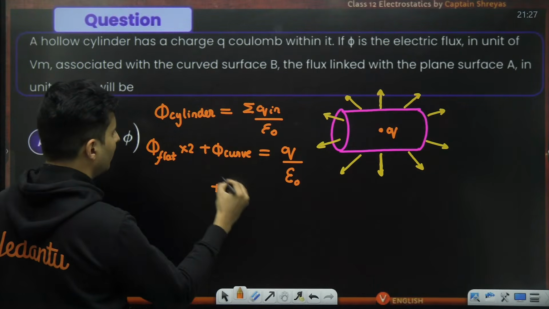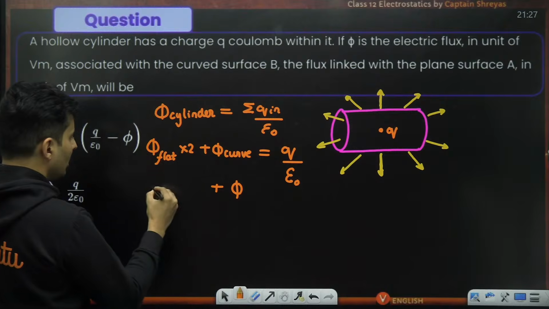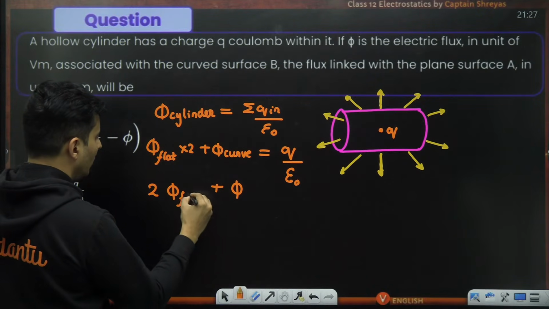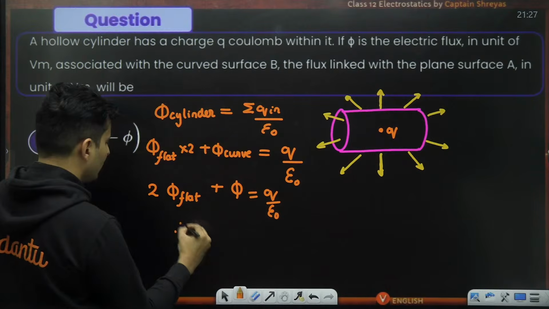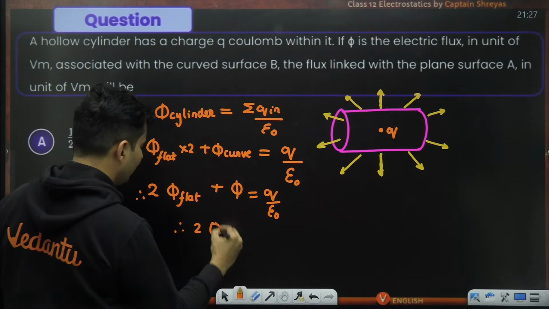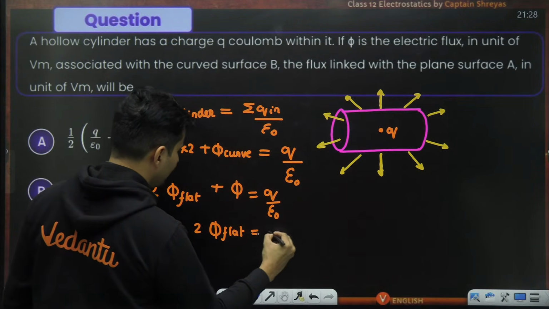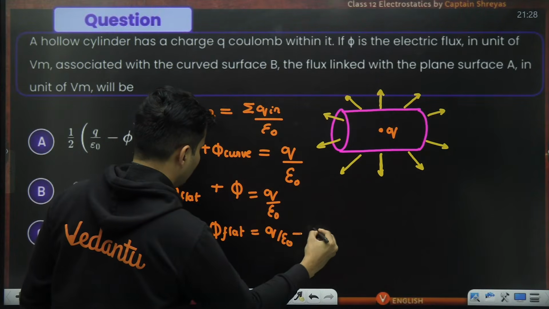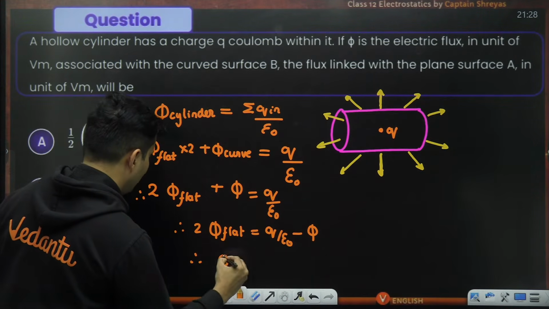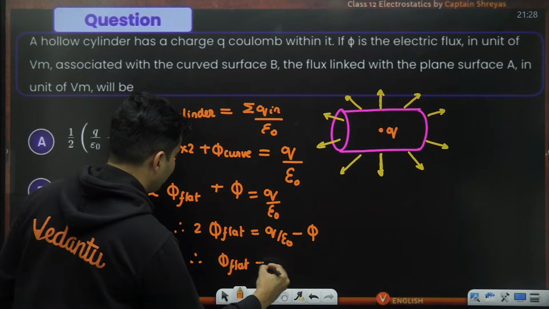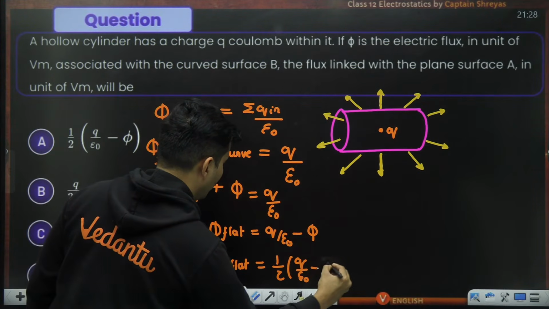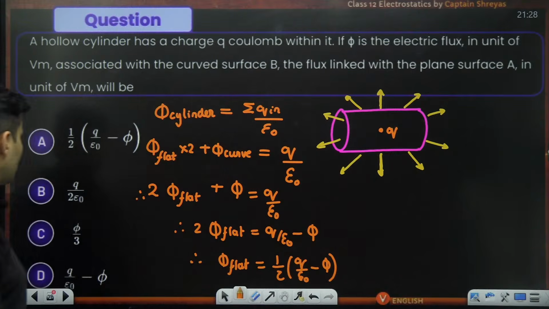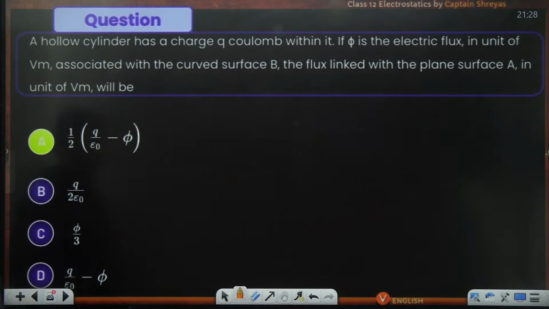The flux of the curved face is already given to be phi. The two flat faces, I do not know how much it is. This is equal to Q by epsilon naught. So therefore, 2 times the flux of that flat surface will be Q by epsilon naught minus phi. Therefore, the flux through the flat surface will be 1 by 2 times Q by epsilon naught minus phi. So, half times Q by epsilon naught minus phi, that is option A, of course. That is the right answer.